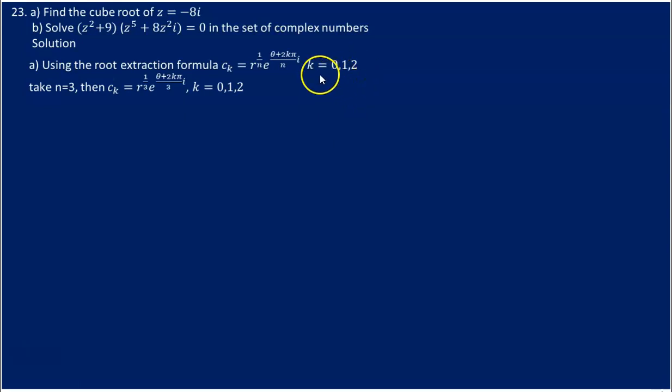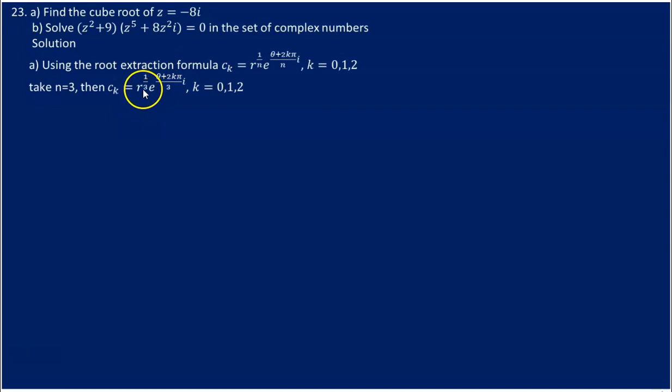So now count the number of k values: 1, 2, 3. This shows you that we do have 3 different complex numbers as a cube root for minus 8i. For instance, had you been asked to find the square root, this could have been 2 only, 0 and 1, because 2 minus 1 is 1. So you do have 2 k values. Now let's proceed. Having n as 3 and k as 0, 1, 2, let's try to find these values, r and theta.